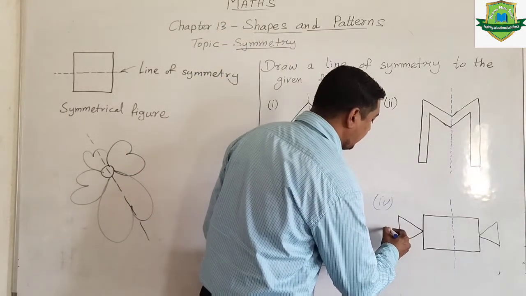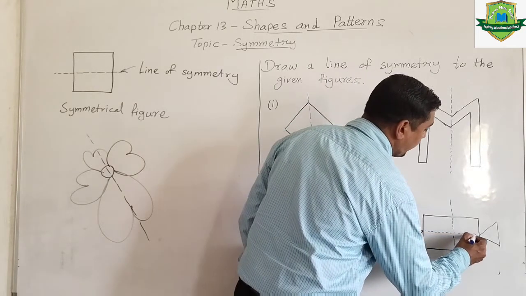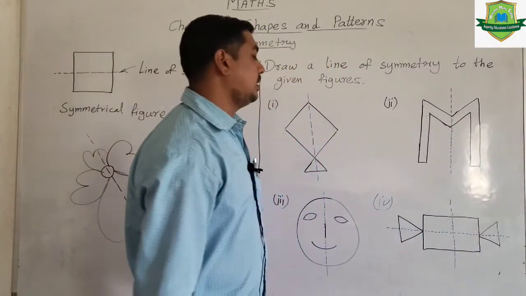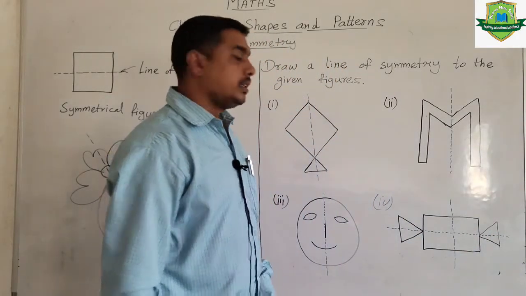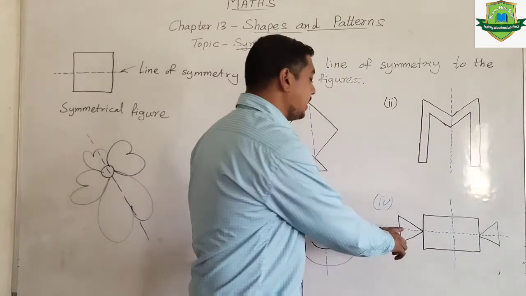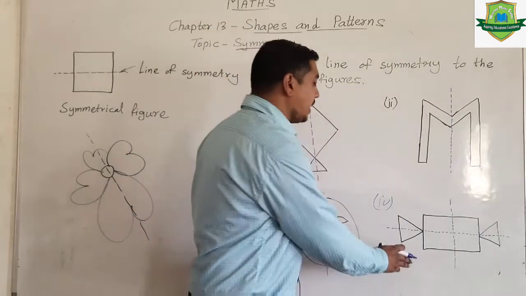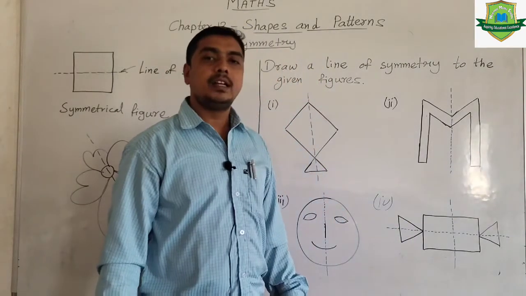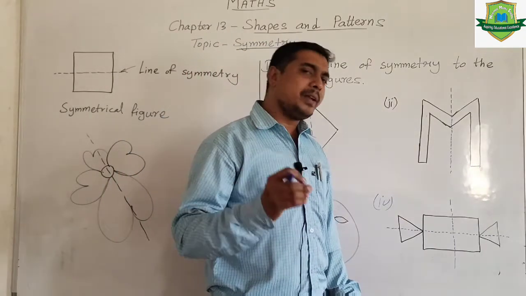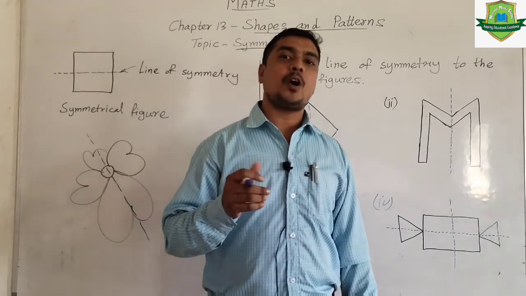Again, I can divide this figure into two equal parts by drawing a horizontal line. This is called a horizontal line. So dears, this line also divides the figure into two equal parts. So this is another line of symmetry, isn't it? So in this figure, how many lines of symmetry are there? Two, isn't it?